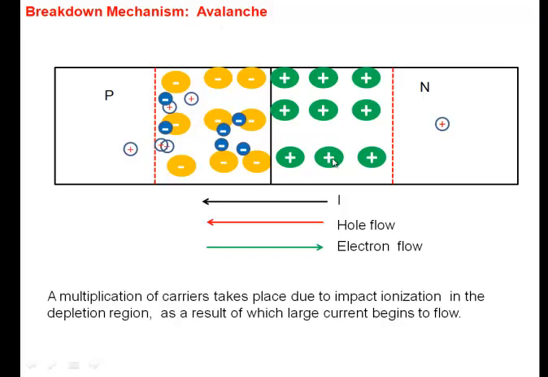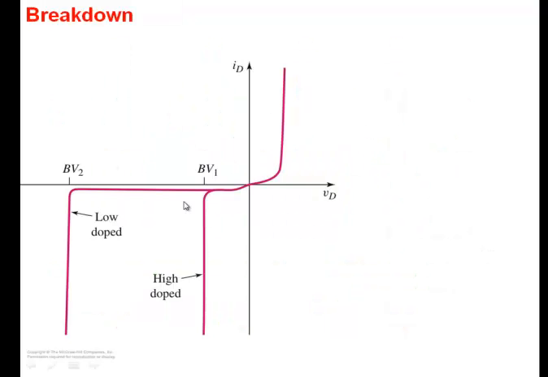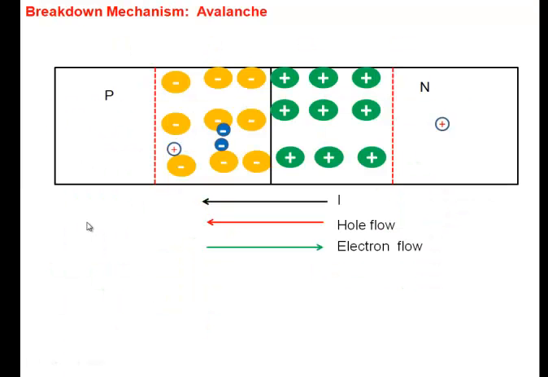Now note, this process will occur only if impact ionization occurs. And to create impact ionization, I need a sufficient amount of electric field. So that's why the breakdown will occur. If I go back, breakdown will occur after a certain voltage. Because as I increase the voltage, the field in my junction is increasing. Once it reaches a critical field, then impact ionization starts, and then I start getting a breakdown. Okay? So that's what is happening in a PN junction.